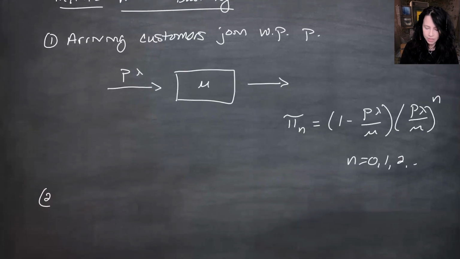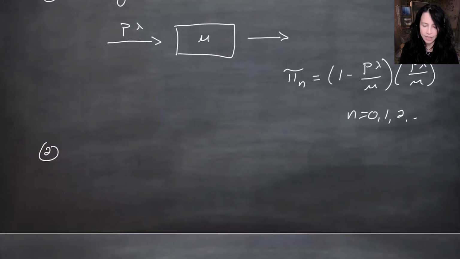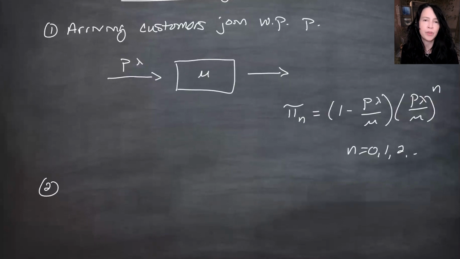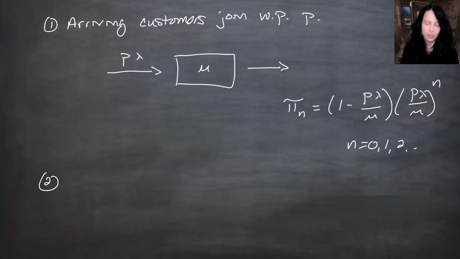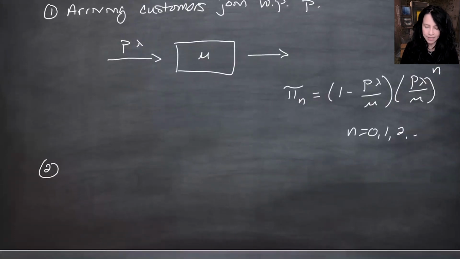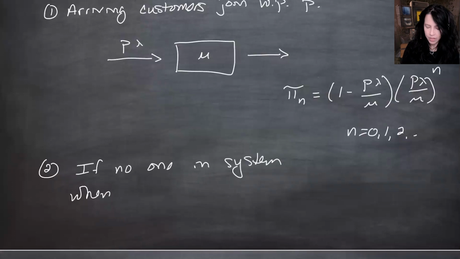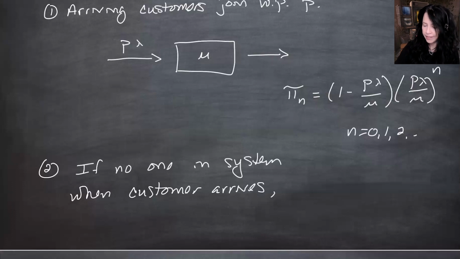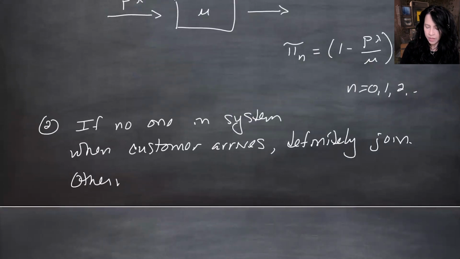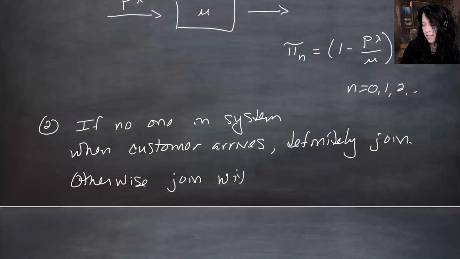For the second case, they will join if there's no one there. But if someone is there, then they will join with probability P. So if no one is in the system when a customer arrives, they definitely join and go right into service. Otherwise, they join with probability P. That's only slightly more realistic.